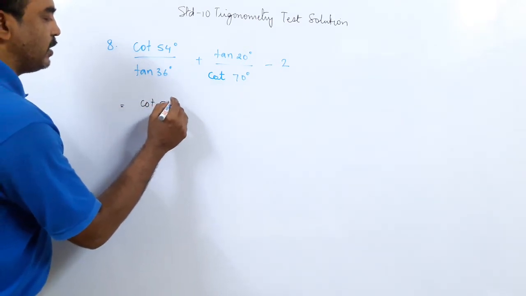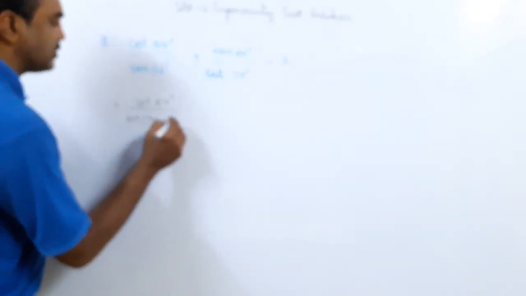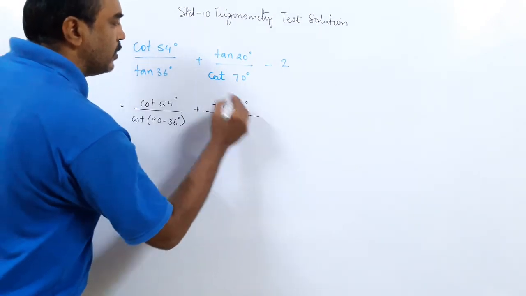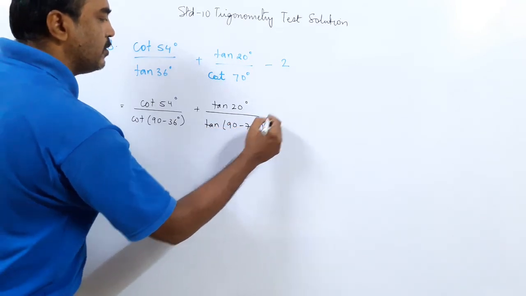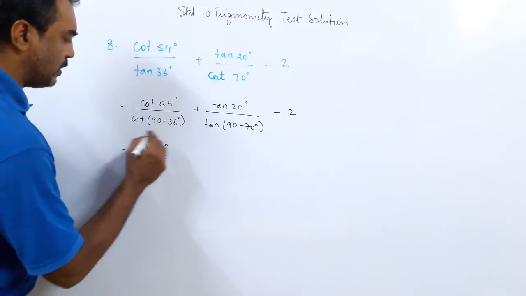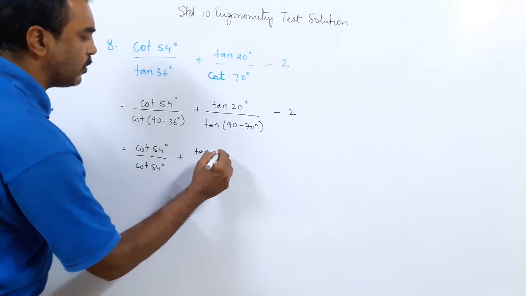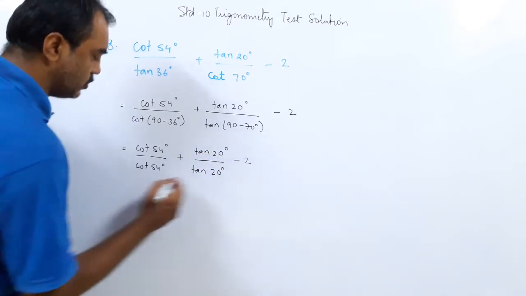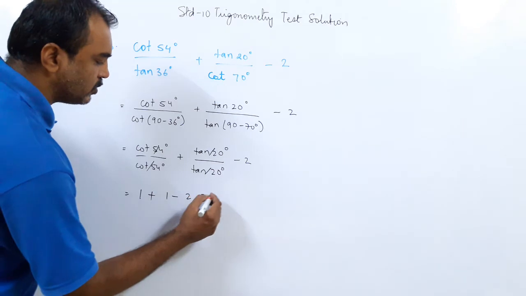We have this cot 54 degree and tan 36 can be written as cot 90 minus 36 degree plus tan 20 degree, and turning cot into tan, we have got tan 90 minus 70 degree minus 2. So this is cot 54 degree, 90 minus 36 is 54. So cot 54 degree plus tan 20 degree upon tan 90 minus 70, that is 20 degree, minus 2. So this gets cut off, becomes 1 plus 1 minus 2 equal to 0.